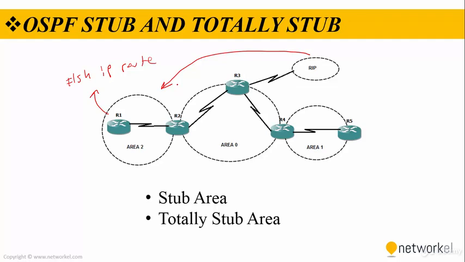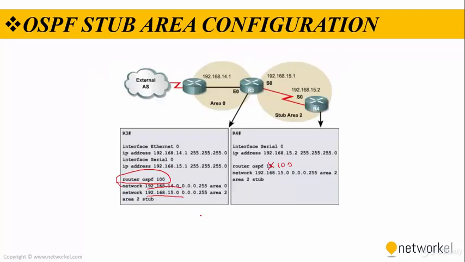To solve this problem, stubby and totally stubby area configurations must be done. A stubby area, this guy, blocks type 5 LSAs, which means LSAs from external networks such as RIP or EIGRP or something like that. And a totally stubby area blocks the type 3, 4 and 5 LSAs. And let's check how we can configure the OSPF stub area.